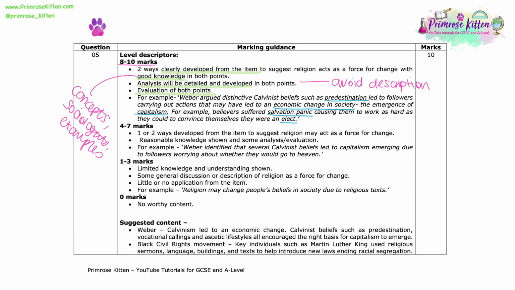Again, as usual, the difference between the 8 to 10 marker and the 4 to 7 mark band is the ability for you to be able to develop both of your points in good analytical style or with good knowledge, or the ability of you to only be able to do this one time instead of in both of your paragraphs. So let's have a look what a top band answer would look like.